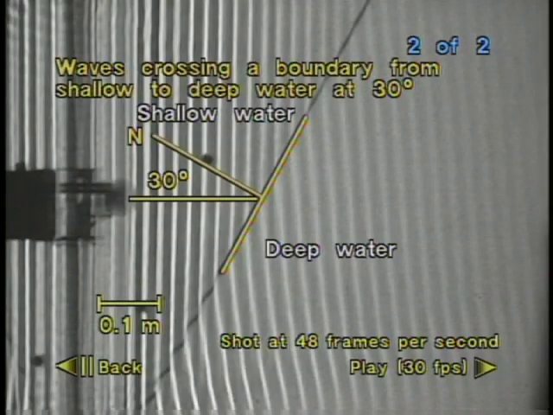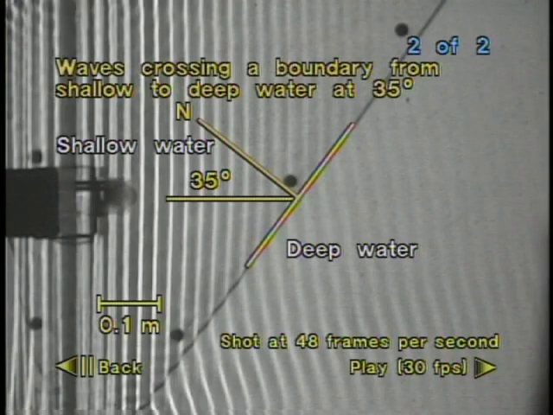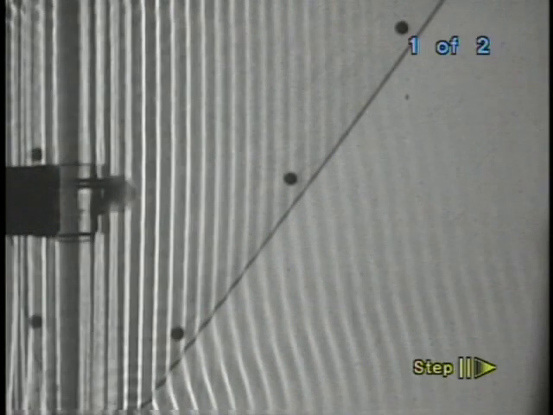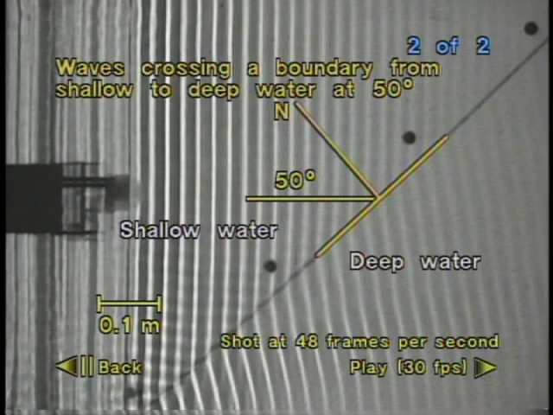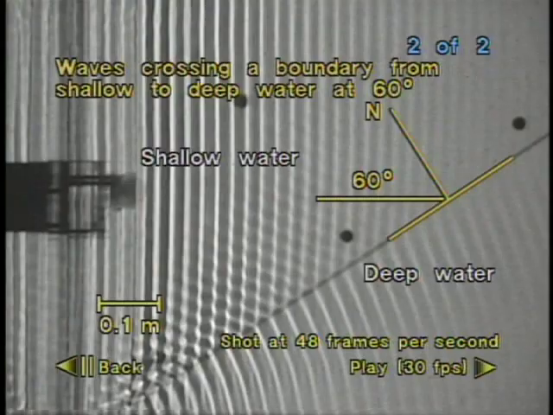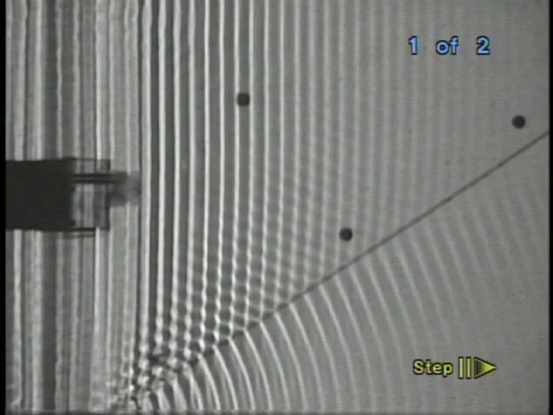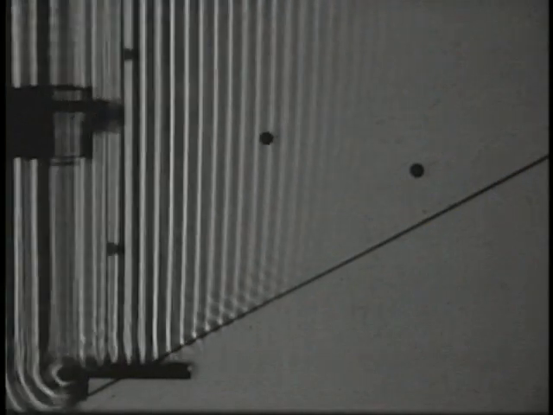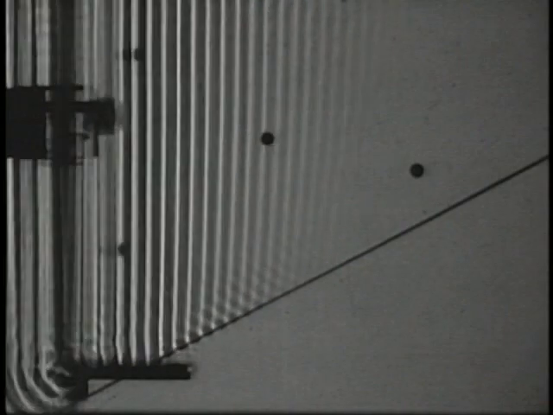The 20-degree waves are bent away from the normal. The 30-degree waves are bent away from the normal. The 35-degree waves are bent away from the normal. The 50-degree waves are bent away from the normal. The 60-degree waves are bent away from the normal. These waves are reflected at the boundary.